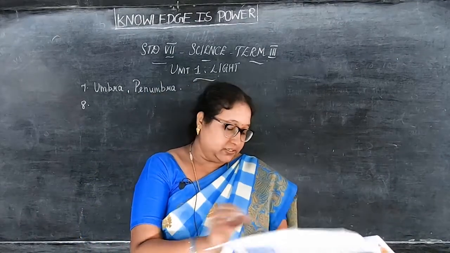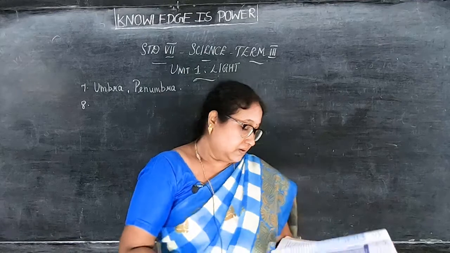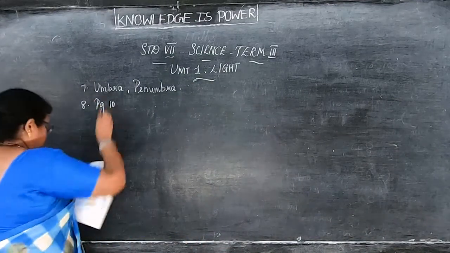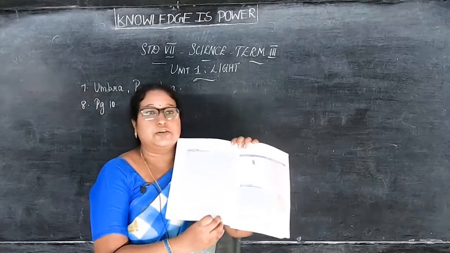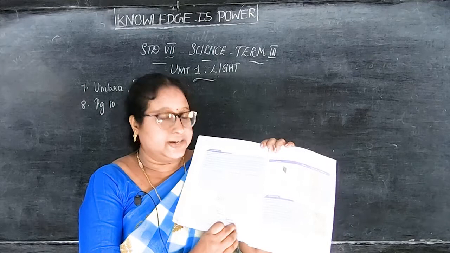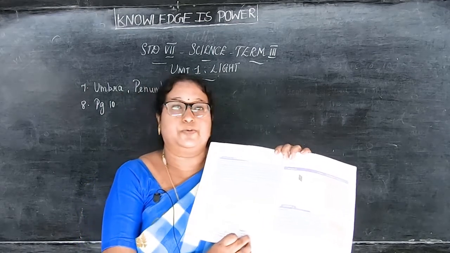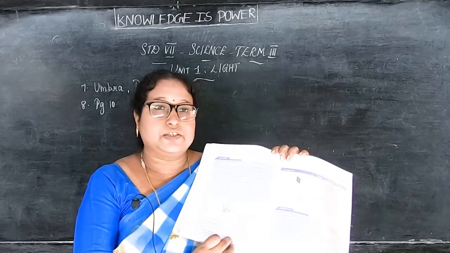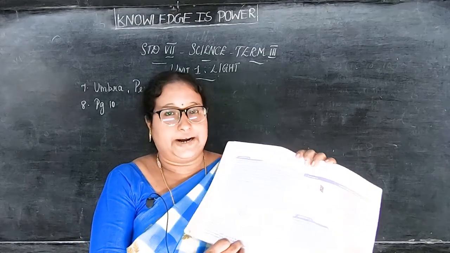Take page number 10, children. Page number 10. Okay, 8th question. See on the right side, down. Okay, right side down, see, children. You have a side heading, properties of shadow. Did you get it, children? Yes, properties of shadow. What is the first word? All. All, open the bracket, okay?